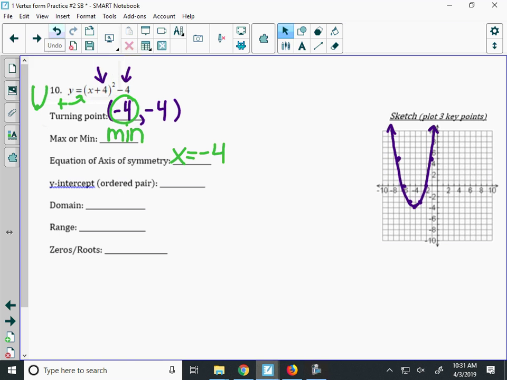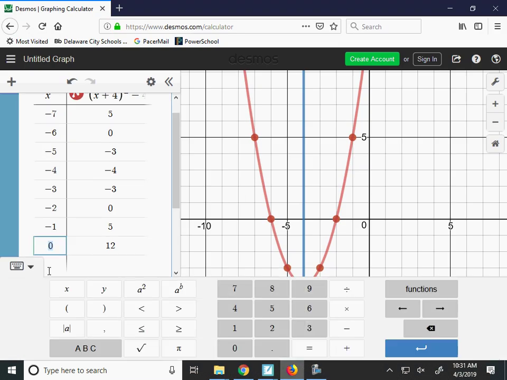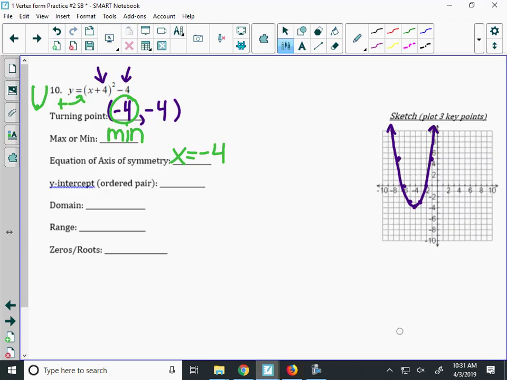The y-intercept we can't get from the picture because we don't cross the axis, but when I look at Desmos, I already put in 0 for my x value. That means the y value here is 12. So the y-intercept is at 0, 12.